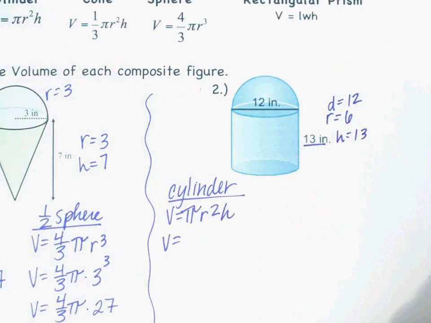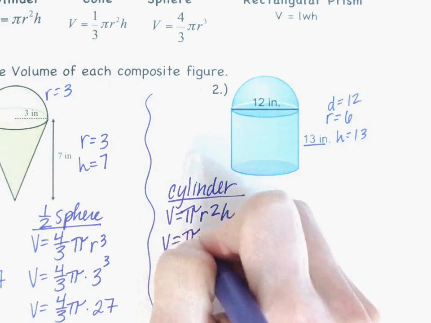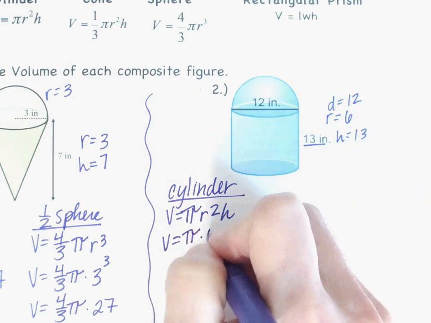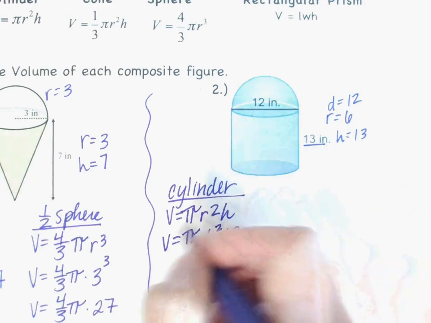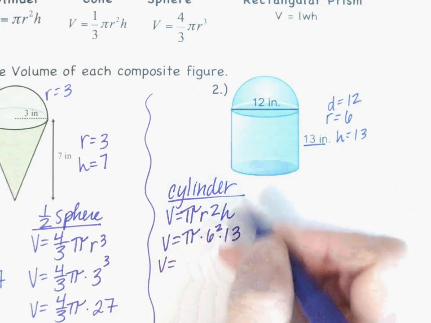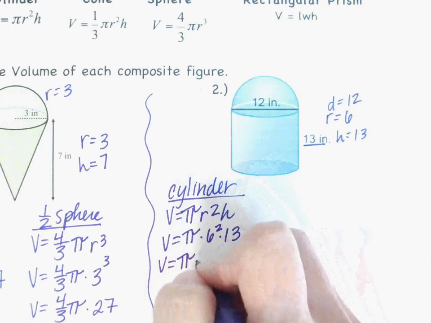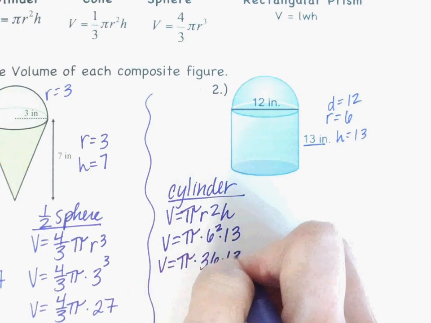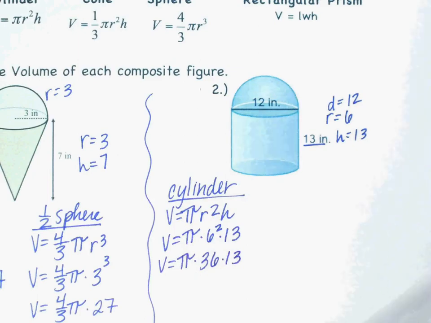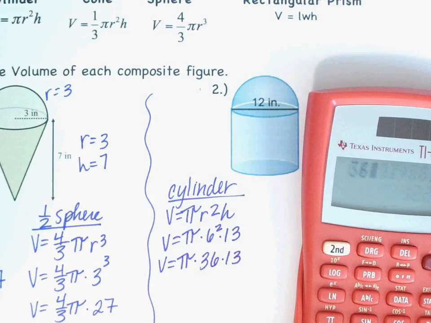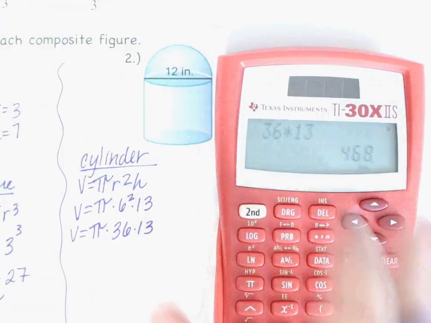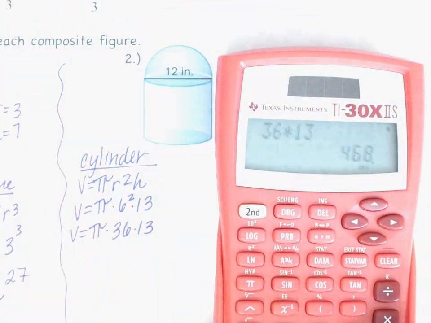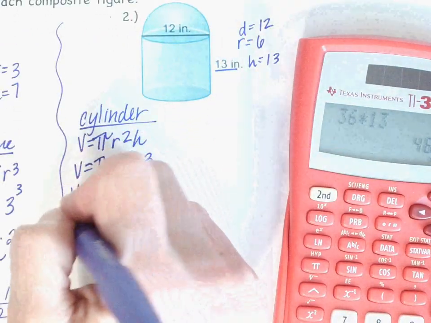Okay. Let's go ahead and make the substitution. So I have pi times my radius, which is 6, so 6 squared, times my height, which is 13. I start with exponents to work this one out. So 6 squared is 36. Then I multiply my coefficients together. So 36 times 13, I get 468. Make sure all of this is squeezed on there. There we go.